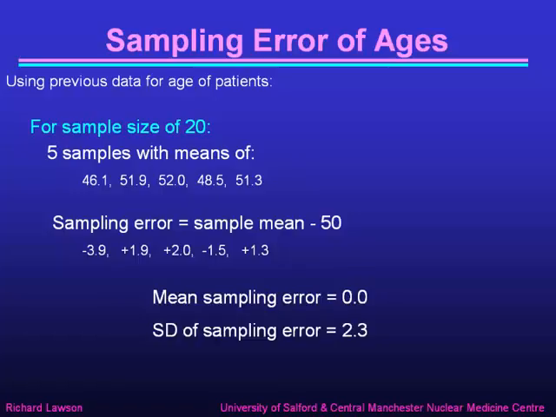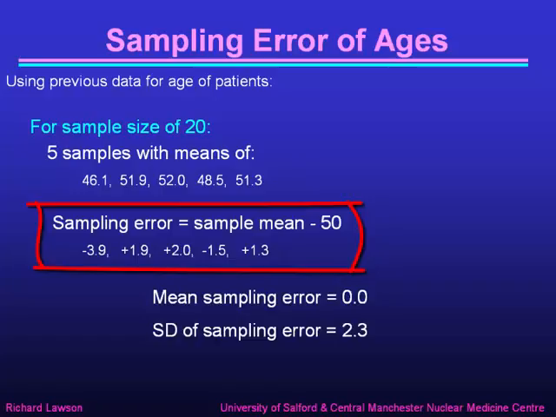So if we take 50 from each of these sample means, then the sampling error for the first sample, 46.1 minus 50, is minus 3.9. The second sample has a sampling error of plus 1.9, the third is plus 2.0, the fourth minus 1.5, and the fifth is plus 1.3. So you can see some of those sampling errors are positive and some are negative.